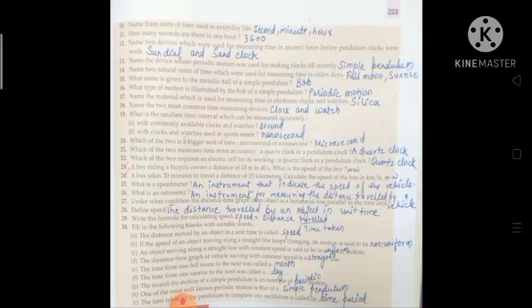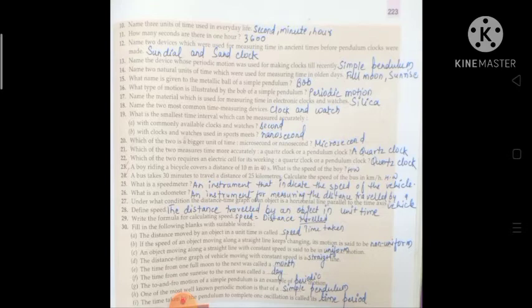Then 24. A bus takes 30 minutes to travel a distance of 25 kilometers. Calculate the speed of bus in kilometer per hour. This also you will do in the same way. You have to find out the speed. So the formula of speed is distance travelled by time taken. Here distance is 25 kilometer and time is 30 minutes. So you have to do that.